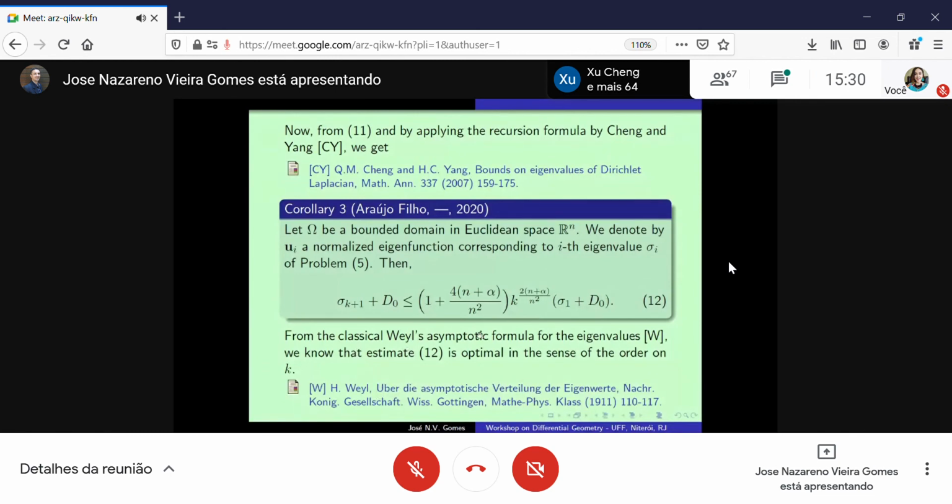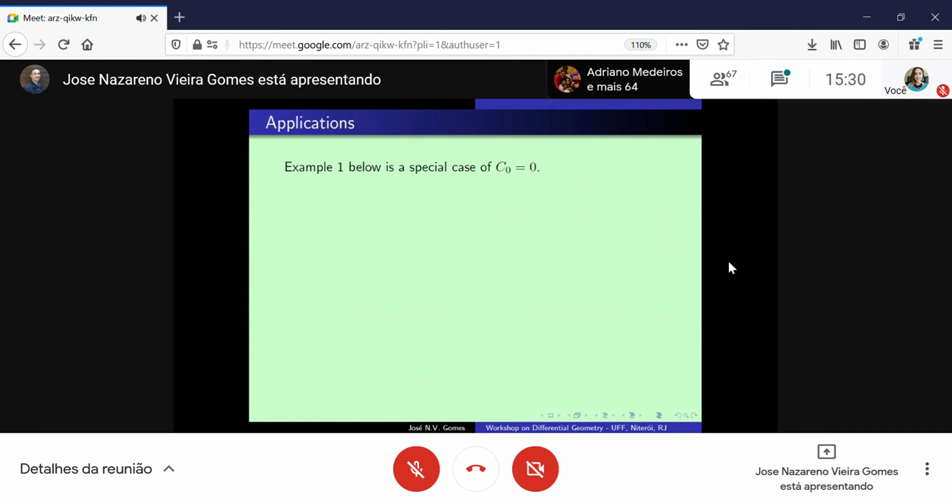From the classical Weyl asymptotic formula for the eigenvalues, we know that this estimate is optimal in the sense of order on K, this K here.